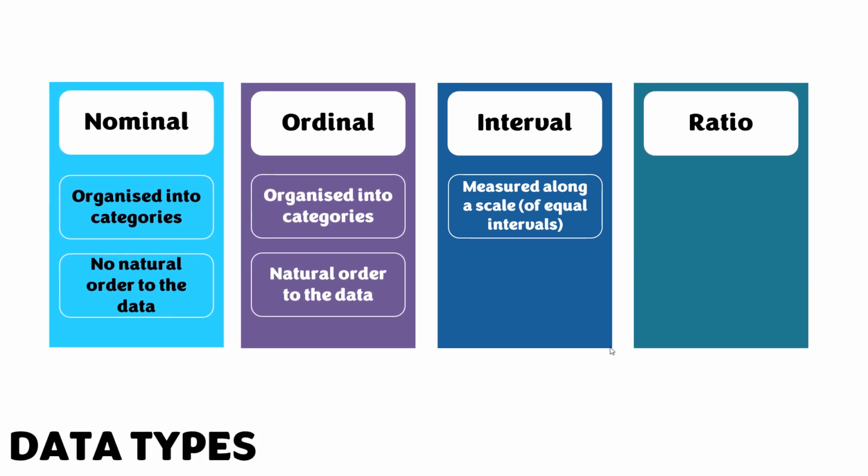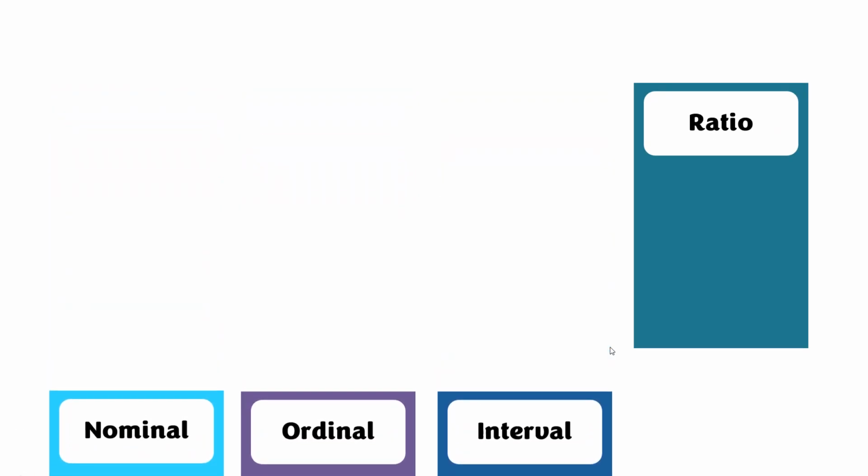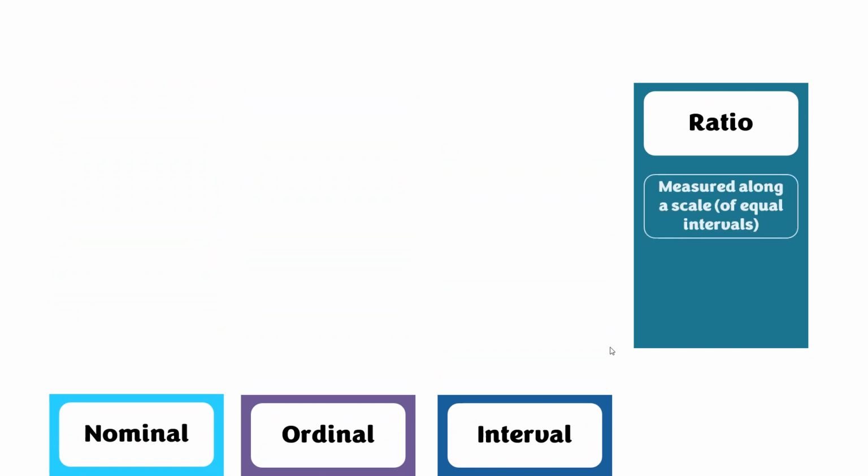Lastly, ratio data is a lot like interval data in the sense that it's placed along a scale of equal intervals, but it also contains a true 0. This means that a value of 0 indicates an absence of something you're measuring. And this allows us to talk about relationships. So to say I earn double what someone else does allows us to know one of these figures and calculate the other, basically using a ratio.